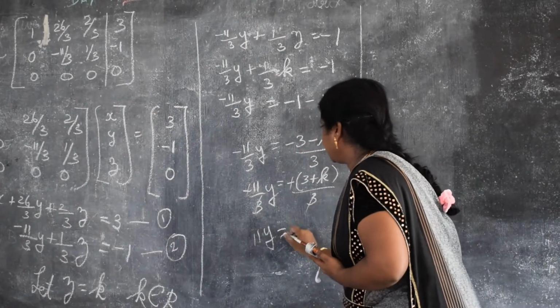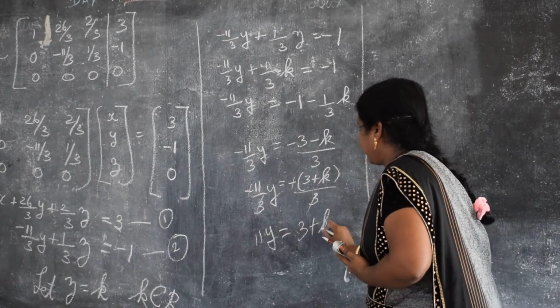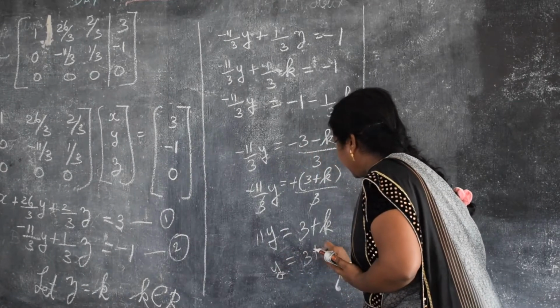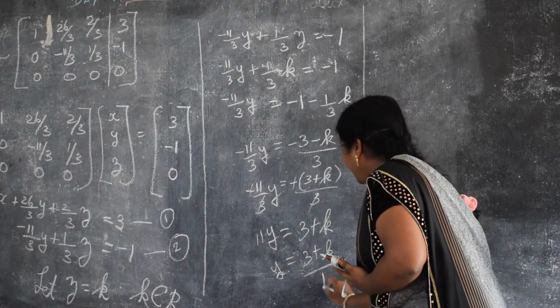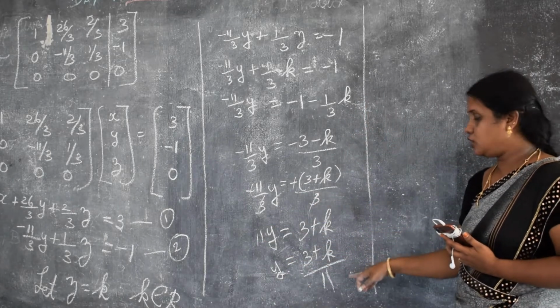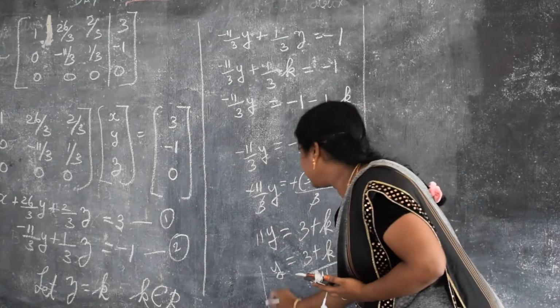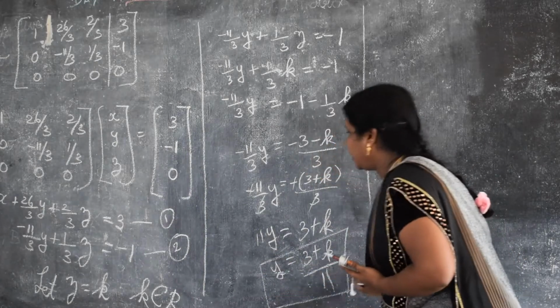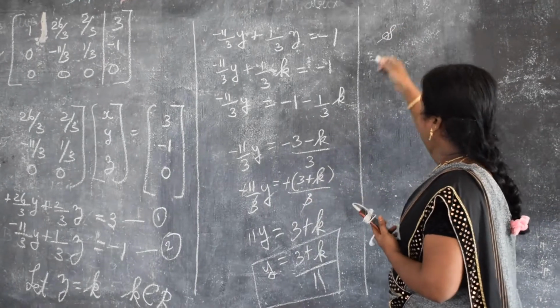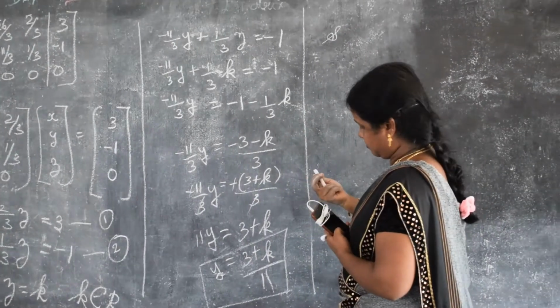11y is equal to 3 plus k. That means what is the value of y? 3 plus k divided by 11. The multiplier 11, when you bring it to the right hand side, goes to the denominator. This is the value of y. Next, with the help of y and z, substitute in the first equation.